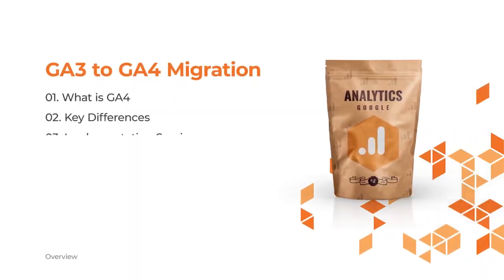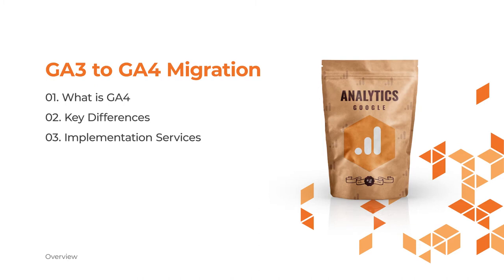So what does GA4 migration entail? I'll just start with a brief history of what GA3 is, which is Universal, and then what GA4 is, and then what sort of timelines and what sort of processes we need to follow with the migration, right?